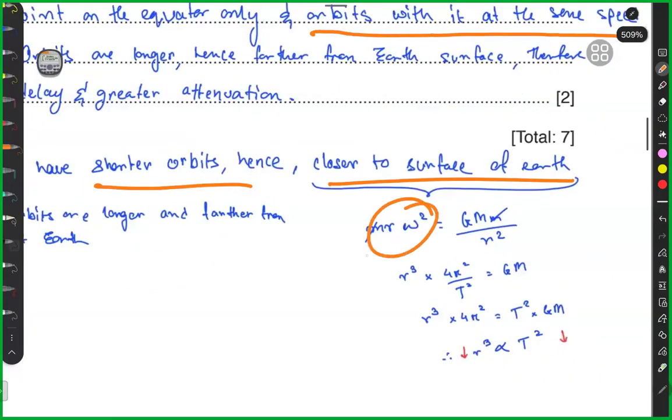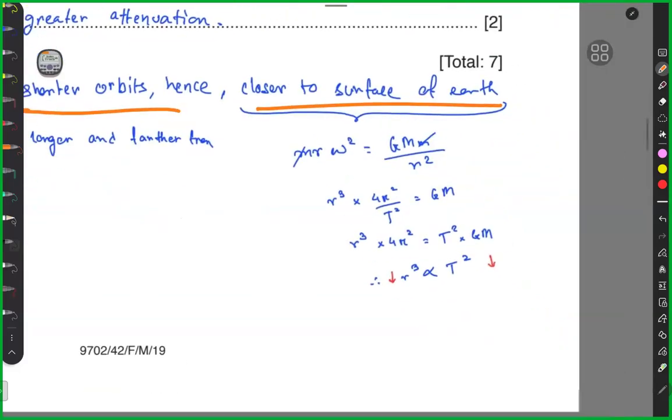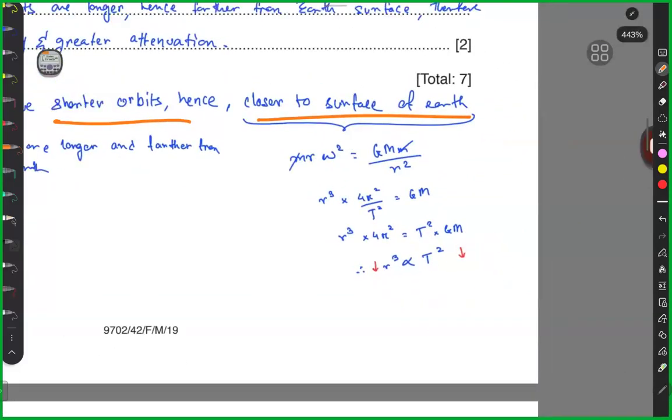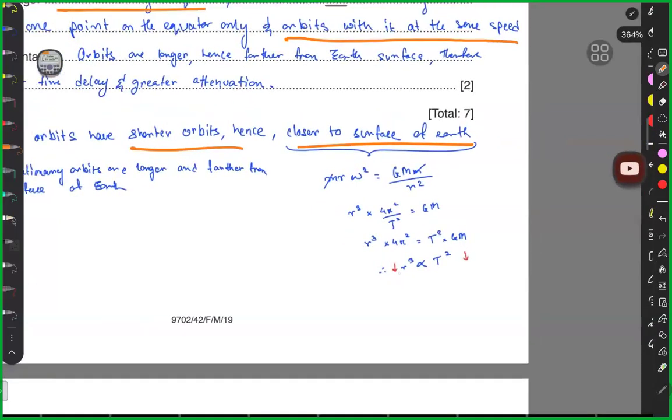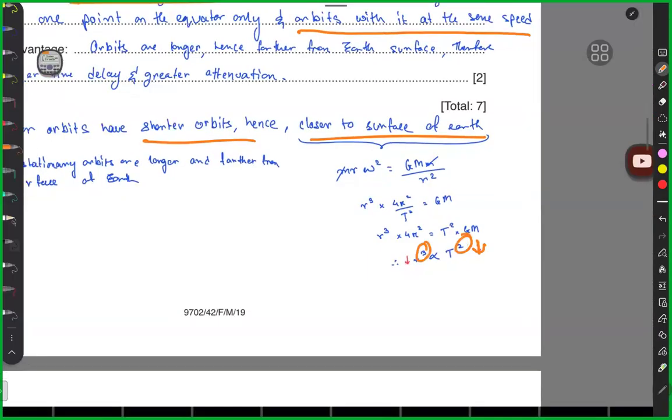So if I equate my centripetal force to my gravitational force and I cancel the mass, I get to Kepler's law. So what I'm essentially saying is when I have orbits closer to Earth, so less r, the time period will also be less. So the orbit will take a shorter time to complete. The satellite will go around Earth and come back to the same position in a shorter period of time. Why? Because it's also closer to Earth. Very simple, right? It's in proportion. In how much proportion? Cube to square proportion.